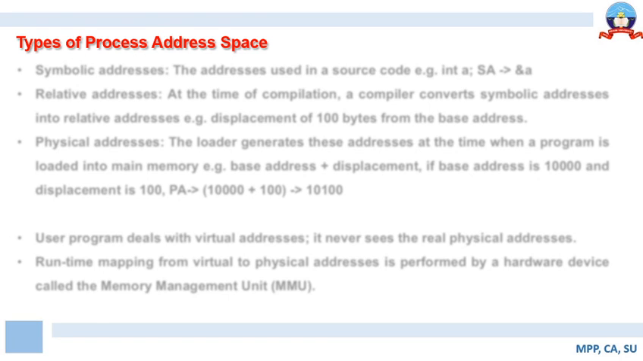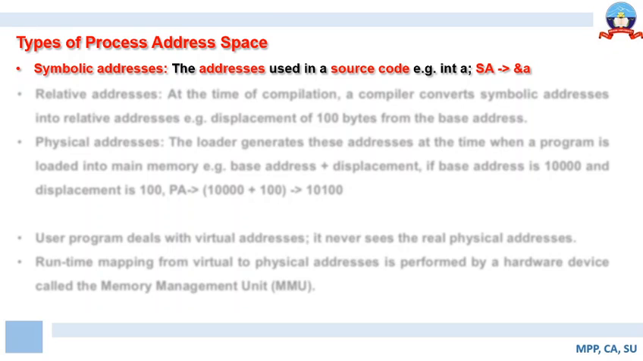Now let us try and understand the types of process address space. So the way we represent the address of the various processes. We have three different types of addresses. We have symbolic address, we have relative address, and we have physical address. For example, the address that we use in the source code is called a symbolic address. Here I have taken an instance. I have declared an integer variable a.